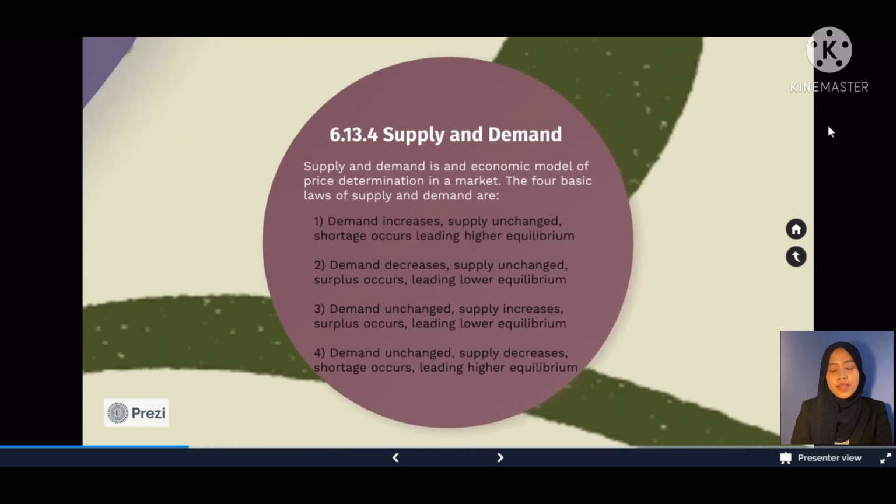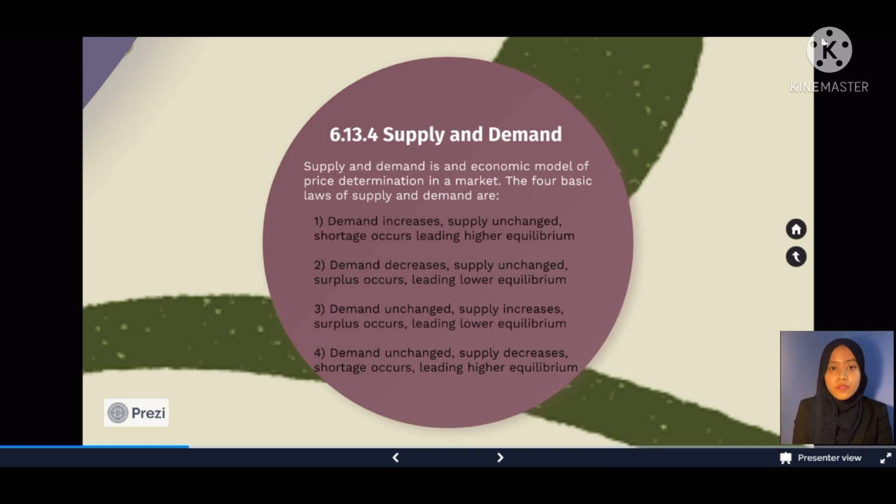Supply and demand is an economic model of price determination in a market. The four basic laws of supply and demand are: number one, if demand increases and supply remains unchanged, a shortage occurs, leading to a higher equilibrium price.